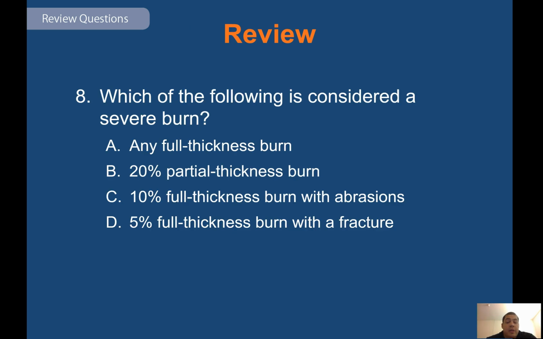Which of the following is considered a severe burn? So what does it say in your book? It's considered a severe burn for you guys.